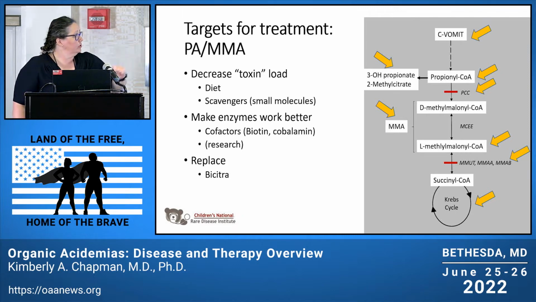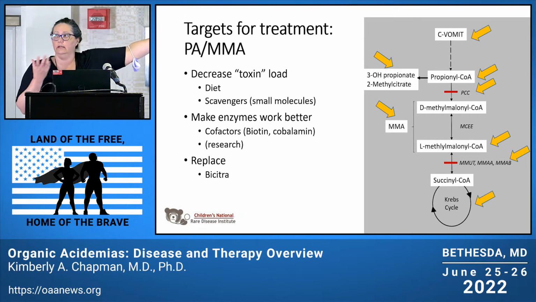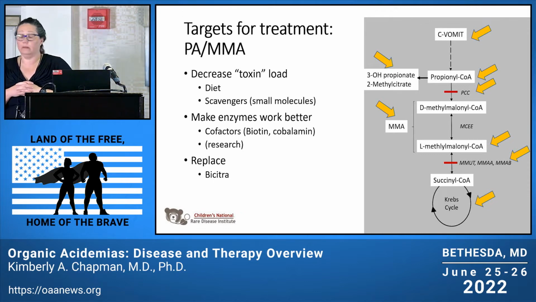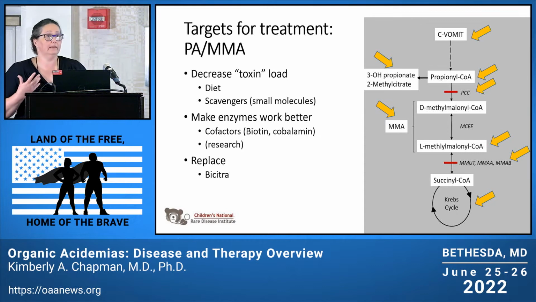And we also take away the toxins by scavengers, and these are small molecules. And these scavengers can also be nitrogen scavengers. And then research-wise, we're looking for ways we can take away the extra propionate, but we're also looking for ways that we can make the enzyme work better. Now, clinically, we use the cofactors for the enzyme. So PCC is a biotin-responsive enzyme, and you need biotin for it to function.